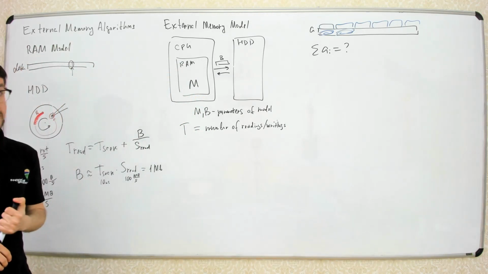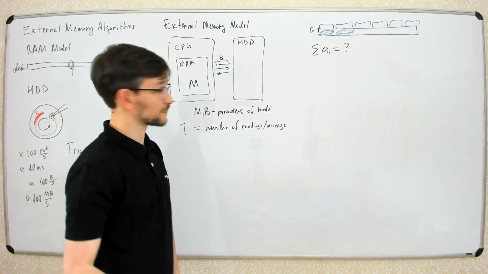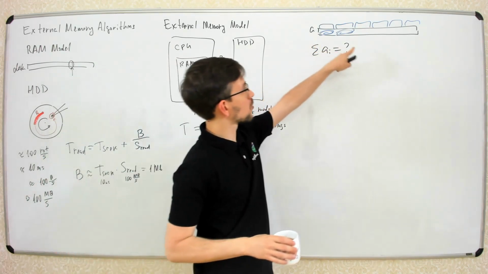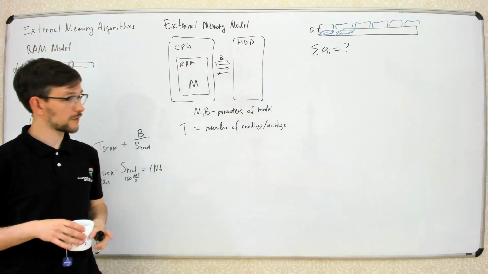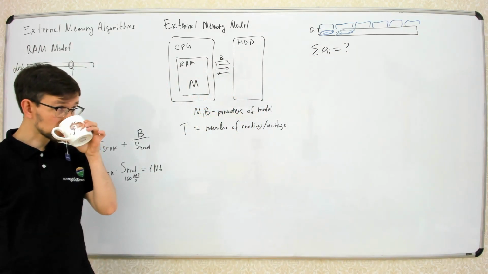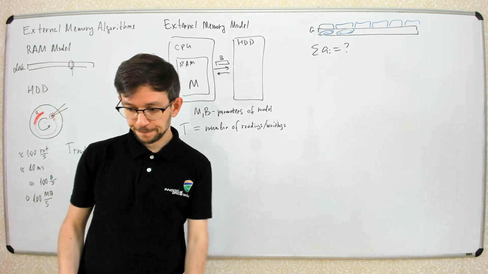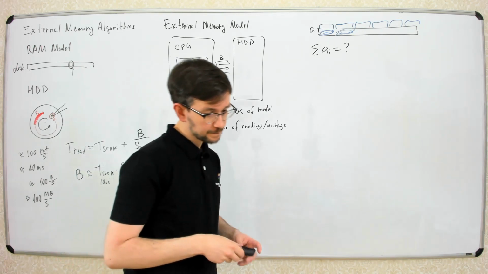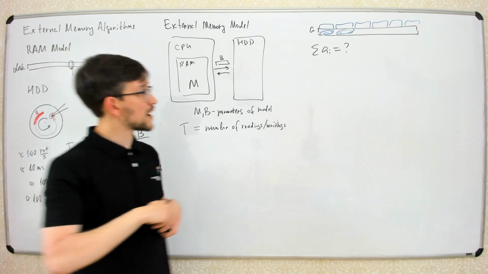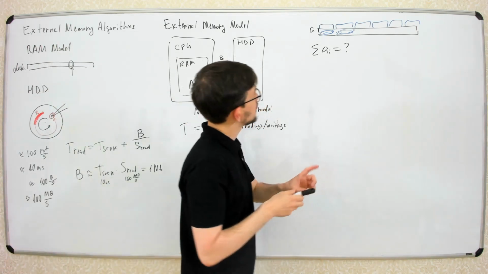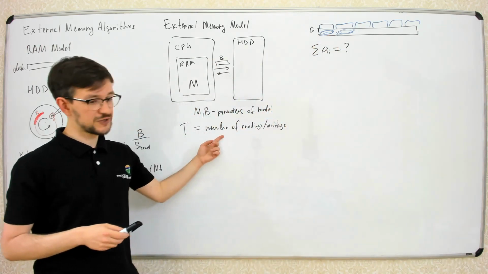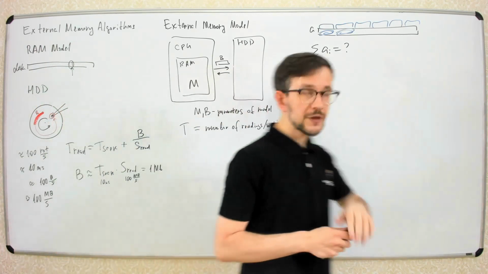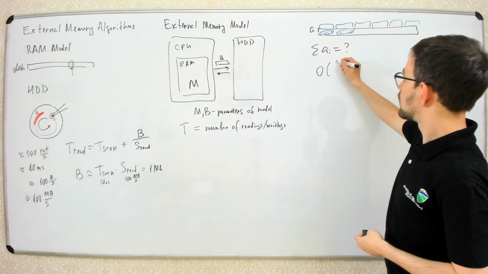So what will be the time complexity? If you just read this data block by block, what will be the total time of your algorithm? Big O of n is not good enough, because we are reading data by blocks and we calculate the number of these readings. So we need to calculate not the number of elements we read, but the number of blocks we read. So the time complexity will be not n, but n over b.